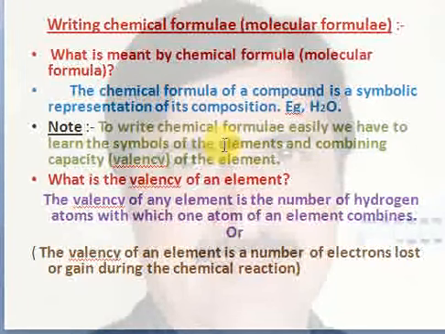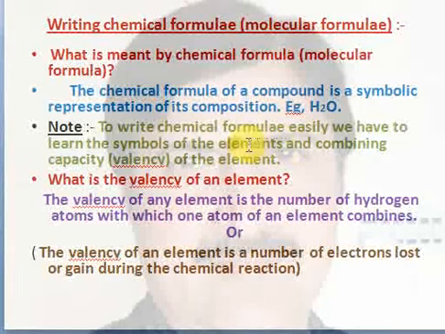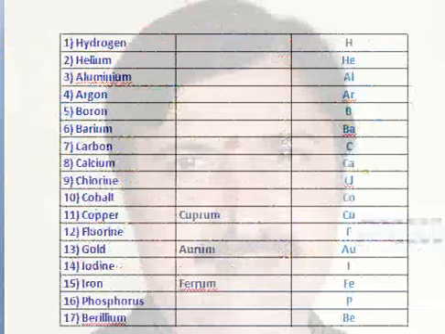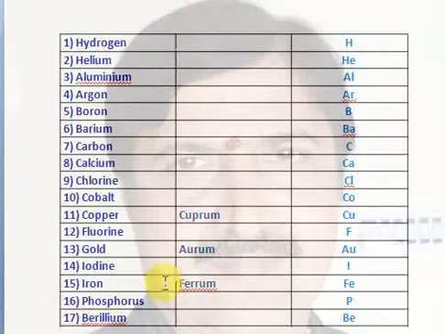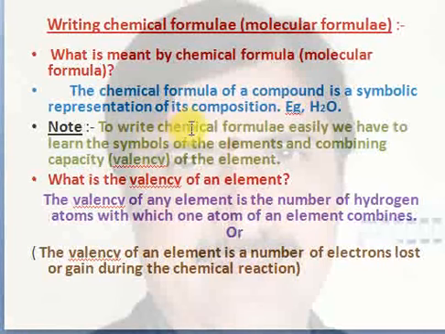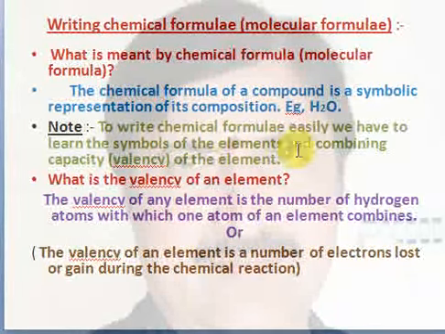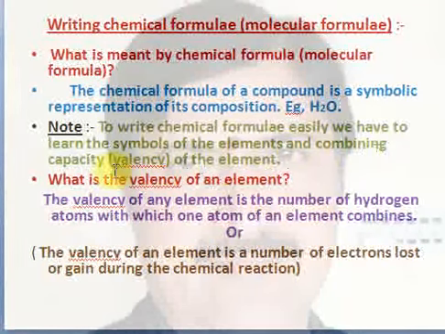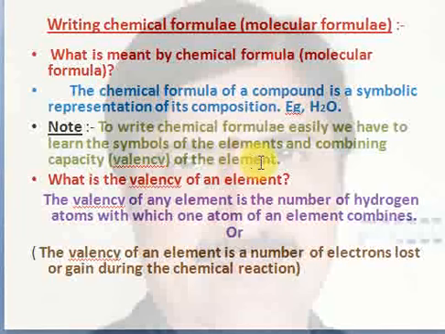Nearly 17 element symbols were learnt in the last class. So in this chart, the symbols of 17 elements were learnt in the last class. So first, to write the molecular formula, you have to know the symbols of elements. Then you have to have the knowledge of combining capacity or the valency of the element.